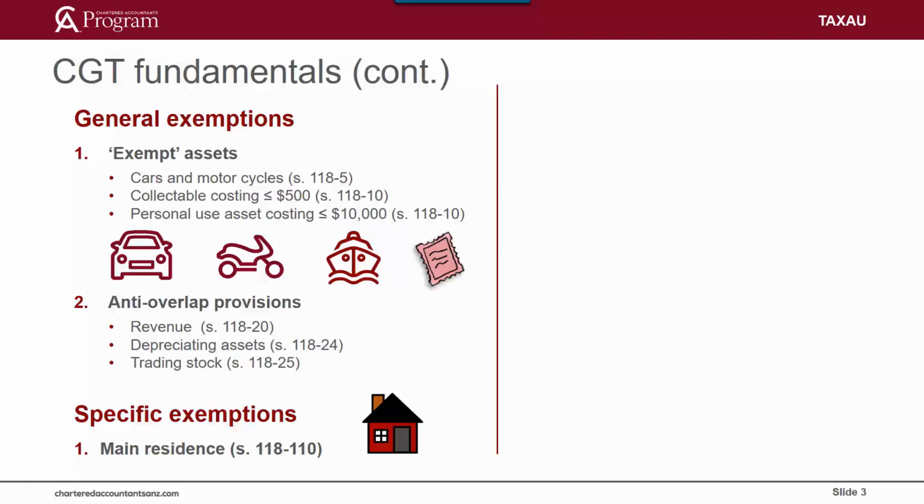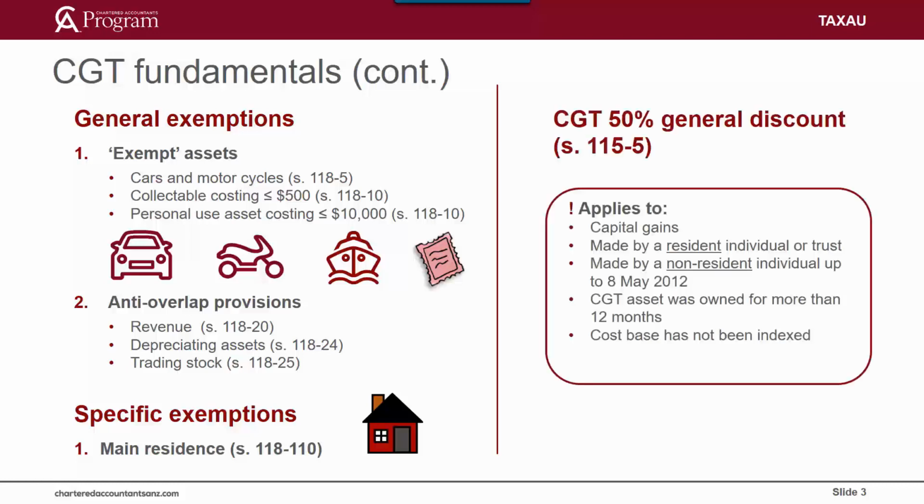And finally, you should know that an individual taxpayer may be entitled to the CGT 50% general discount. This discount can apply where the CGT asset has been held for more than 12 months and the CGT event occurs after the 21st of May 1999, provided the cost base of the asset has not been indexed. The requirements for application of the 50% general discount are covered in detail in your learning materials.